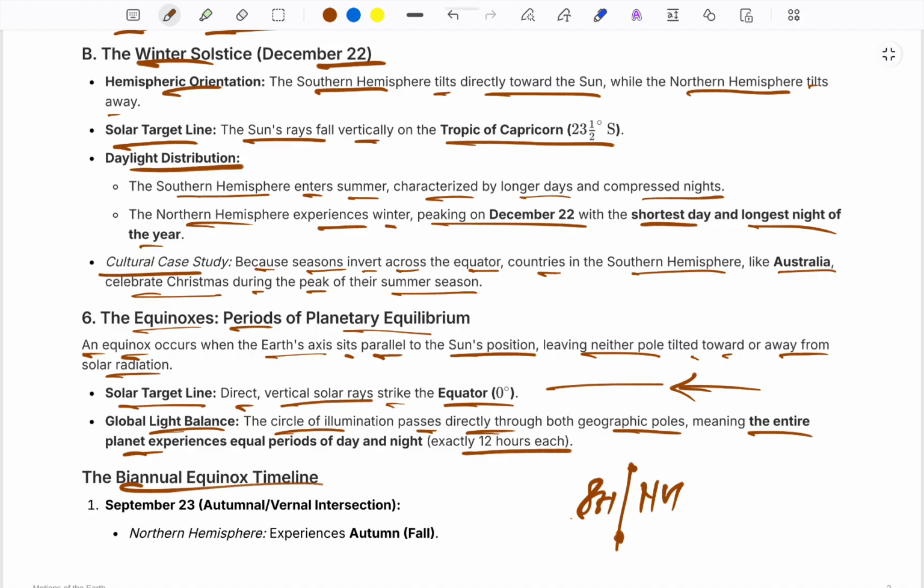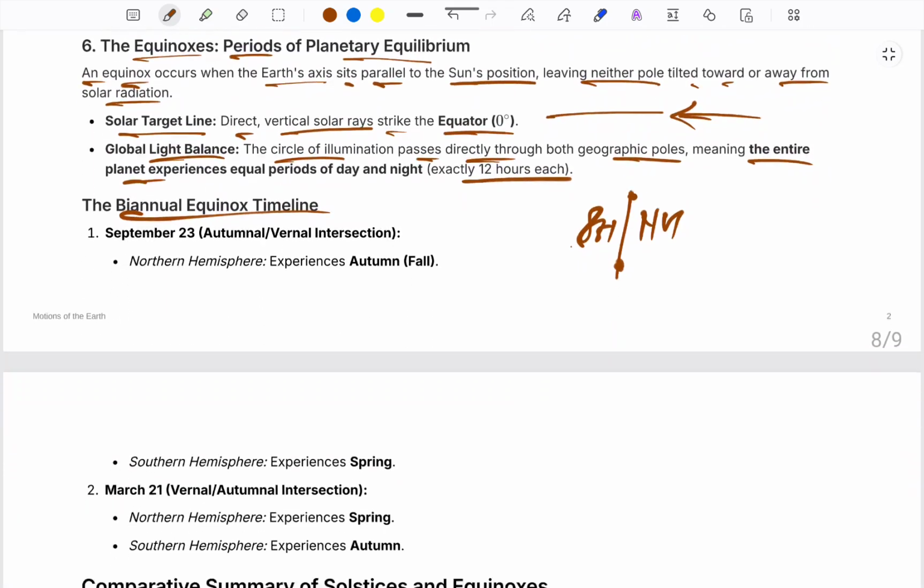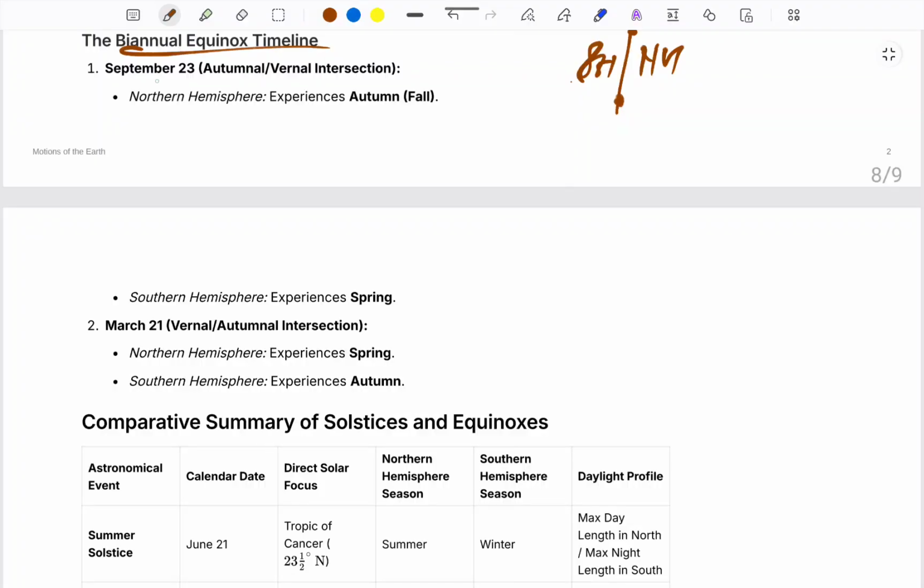The biennial equinox timeline. September 23 and March 21 are the autumnal and vernal intersections. On September 23, the northern hemisphere experiences autumn, that's called fall, and the southern hemisphere experiences spring. On March 21, the northern hemisphere experiences spring and the southern hemisphere experiences autumn.